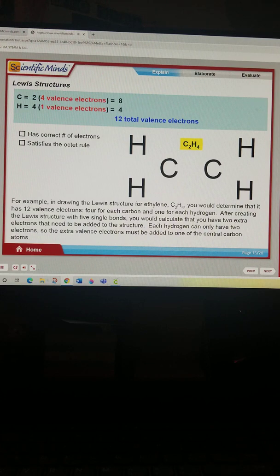For example, in drawing the Lewis structure for ethylene, C2H4, you would determine that it has 12 valence electrons, 4 for each carbon and 1 for each hydrogen. After creating the Lewis structure with 5 single bonds, you would calculate that you have 2 extra electrons that need to be added to the structure. Each hydrogen can only have 2 electrons, so the extra valence electrons must be added to one of the central carbon atoms.